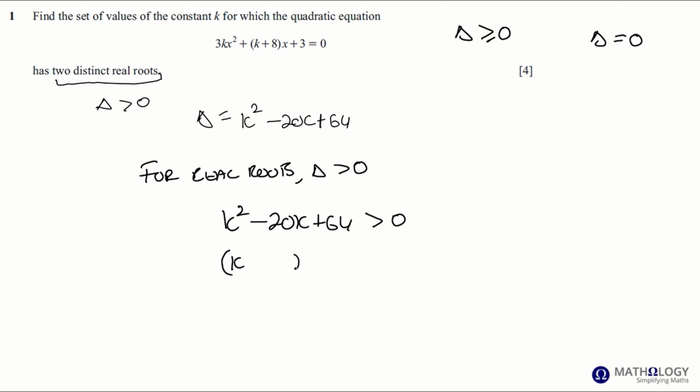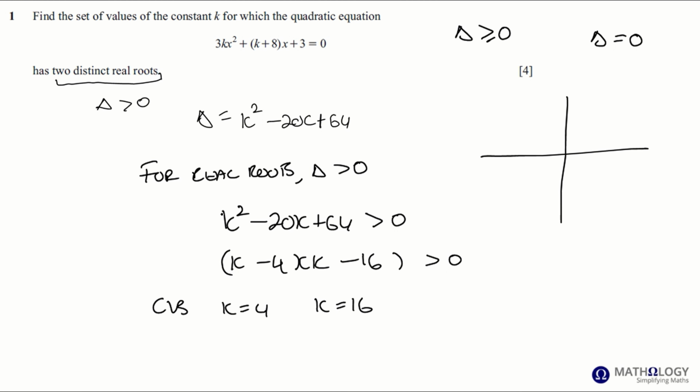Can factorize. That'll give us (k minus 4)(k minus 16). The critical values are k equals 4 and k equals 16. We can continue solving this inequality algebraically, but it might be easier to do it graphically. This is a quadratic function whose x-intercepts are 4 and 16. So those are the critical values.